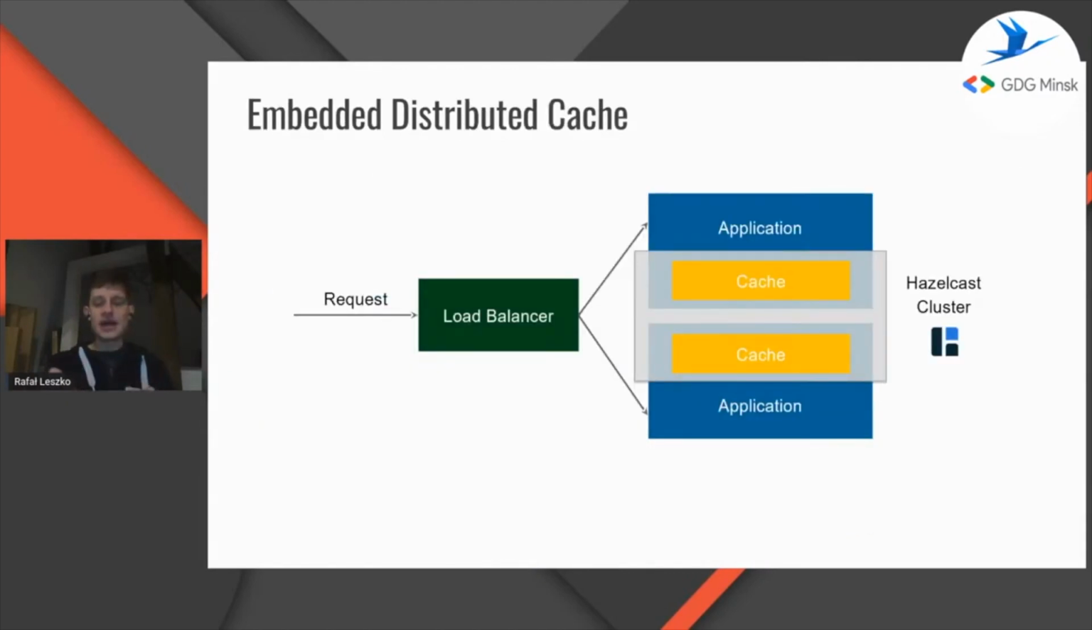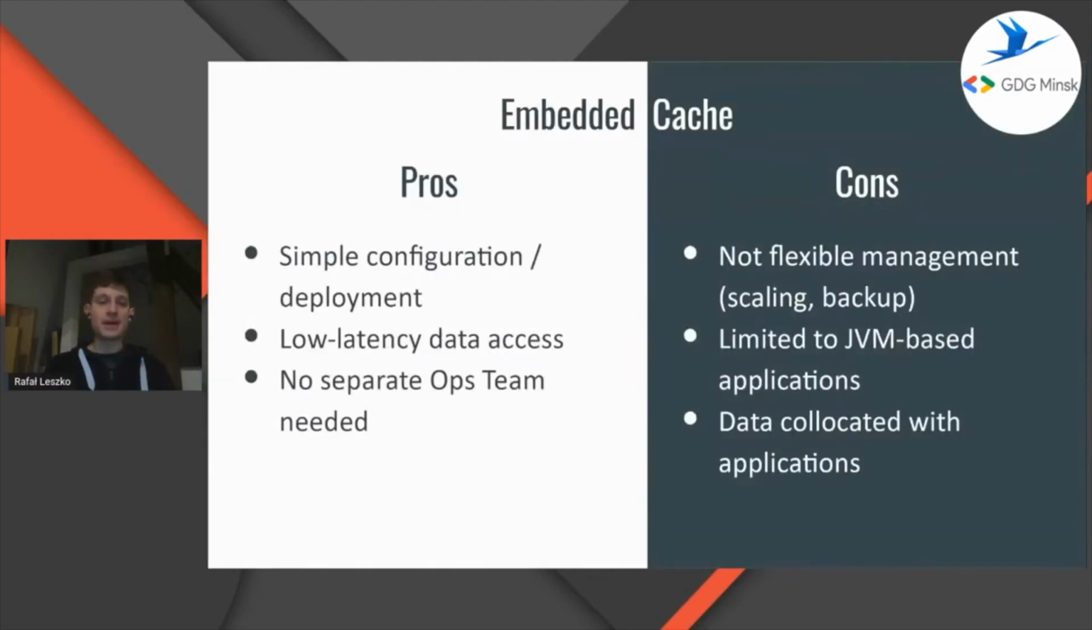So we ended up with the diagram like this. So a short summary for embedded distributed caching. What was good about it? The configuration was super simple because the application went together with the cache. We have very low latency data access because the cache is together with your application. And usually there is no separate ops team or DevOps effort needed.